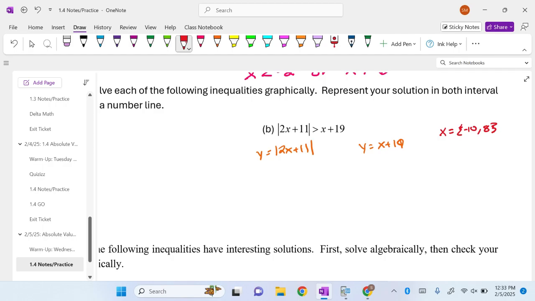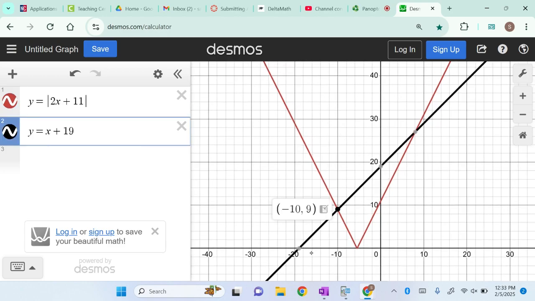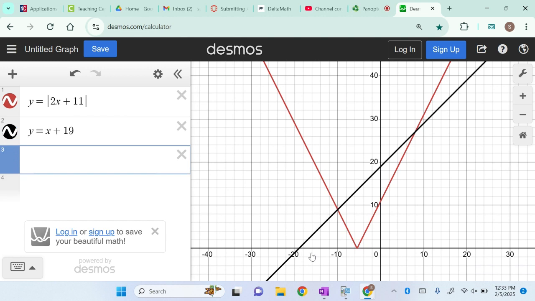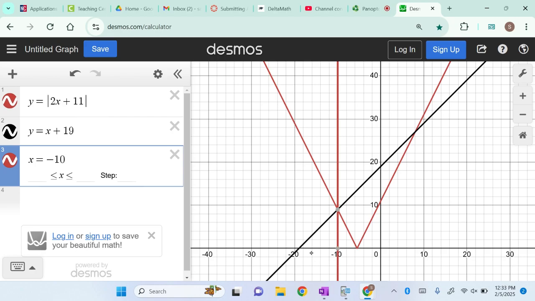Now, we're looking for where our absolute value graph is greater than our linear graph. So if we're looking at Desmos, and again, here are our points of intersection. Let's look at negative 10 first. If it helps, you can graph that line, x equals negative 10. So look at this line. That's your barrier line. Is my absolute value graph higher than the linear graph on the left side of negative 10 or the right side of negative 10?